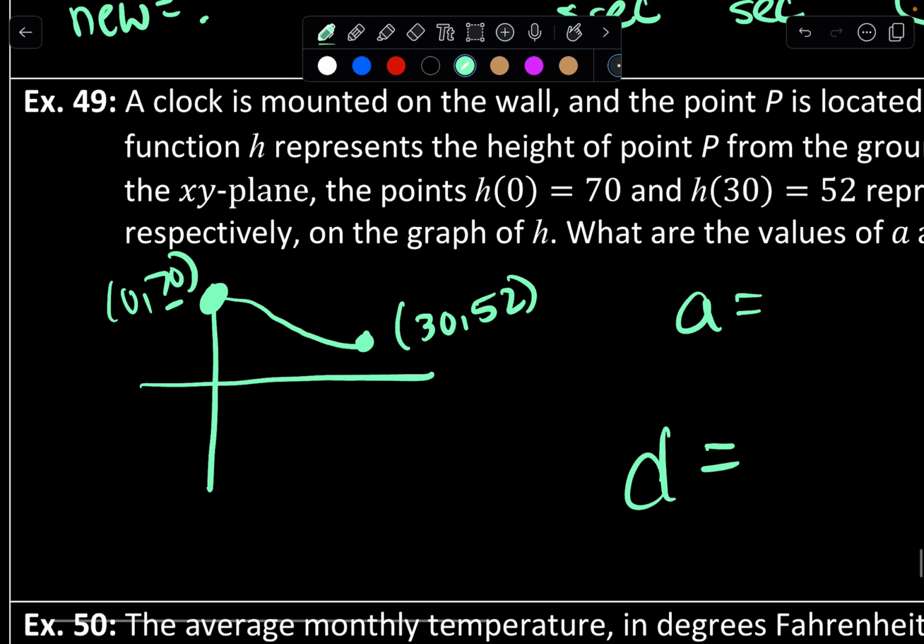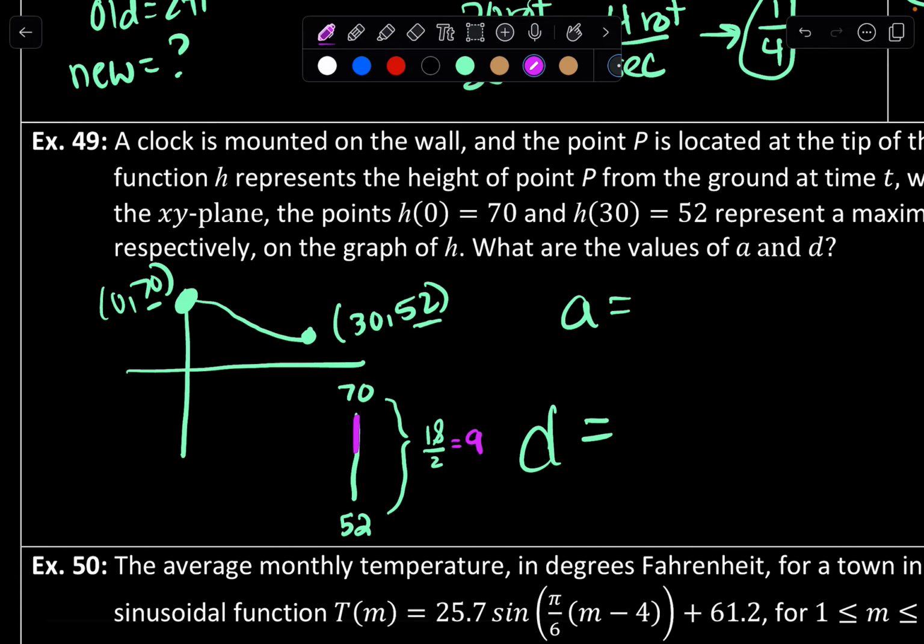So if I look, I have a 70 and I have a 52. That is the full range of my sinusoidal curve. So my amplitude is just going to be half of this. From 70 to 52, we have a difference of 18. And if I divide that by 2, I get my amplitude, which is going to be 9. So my A value is equal to 9.